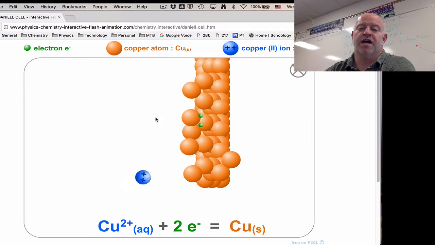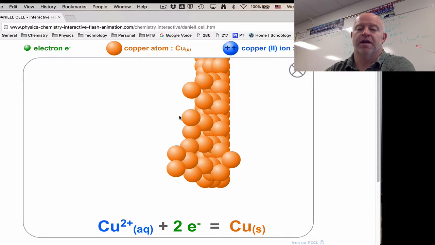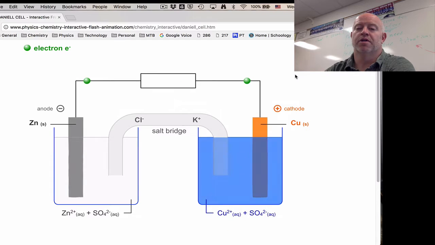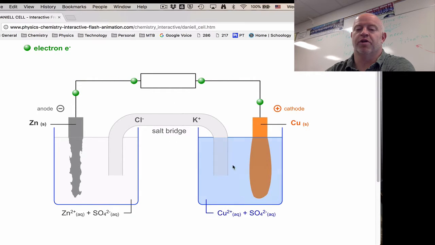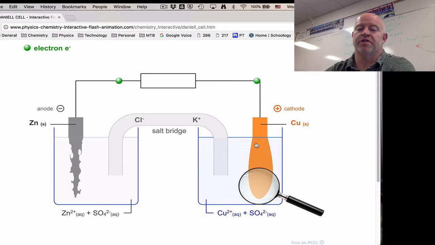What happens is over time, we are building more copper on our cathode over here, which is gaining these electrons. So on this side of the voltaic cell, we have reduction. Copper ions gain 2 electrons to become solid. We have oxidation going on over here, and reduction going on over here, and that's how the electrons flow.